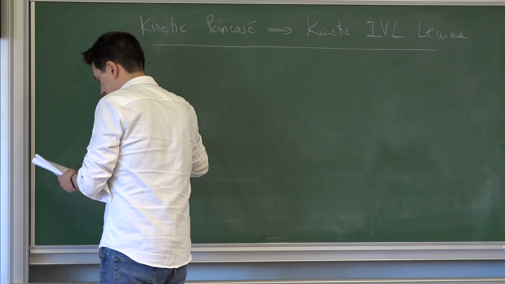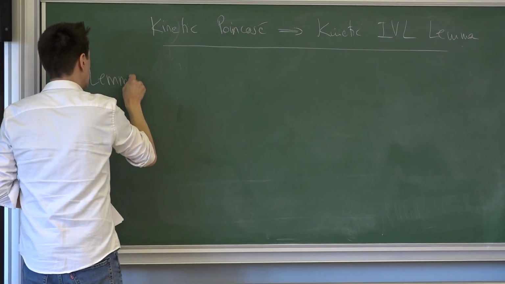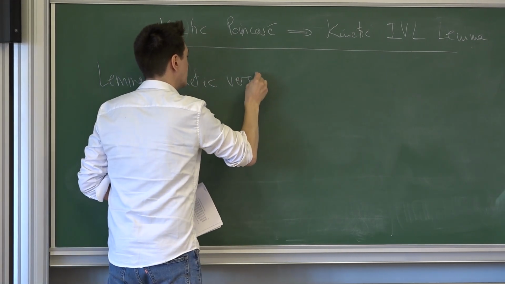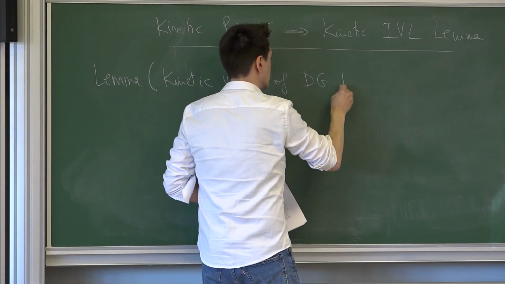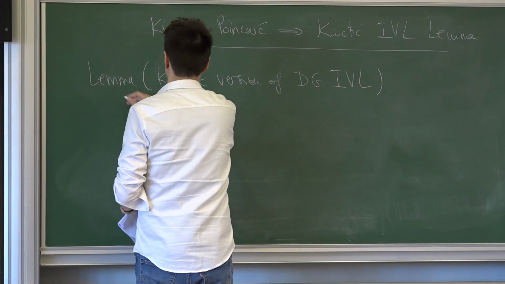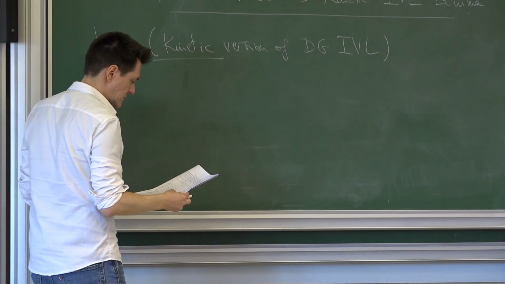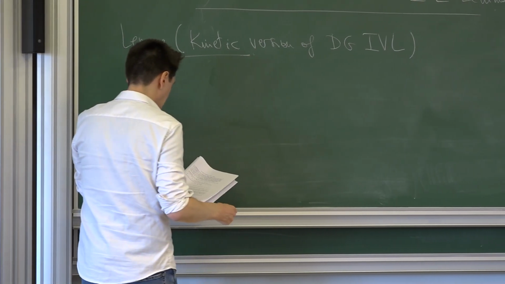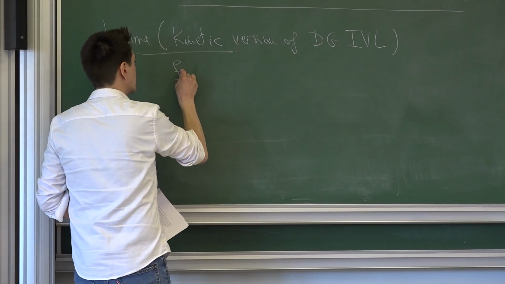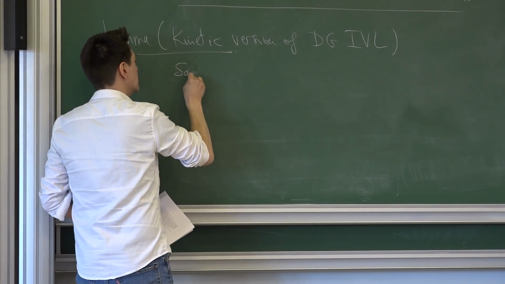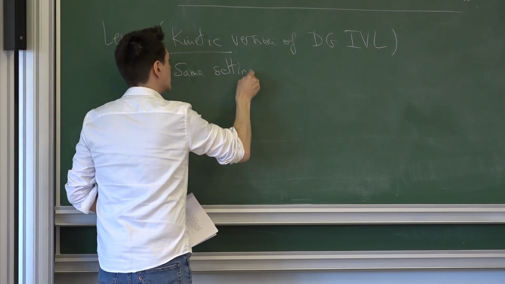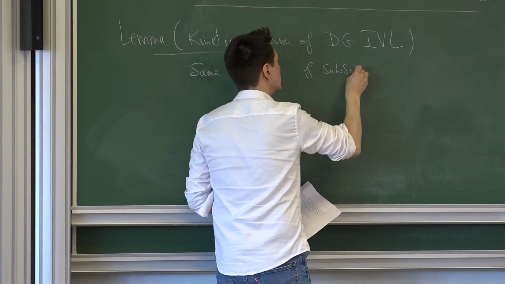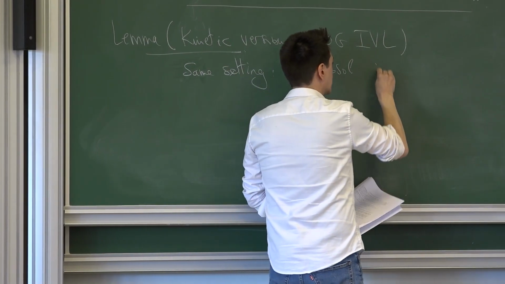So I have to formulate it. Lemma, kinetic version of the De Giorgi intermediate value lemma. So it goes like that. Fortunately, I have my picture. So I take f. It's the same setting, obviously, because I will use Poincaré to do that. Same setting, so f a sub-solution to the problem in my large ball.